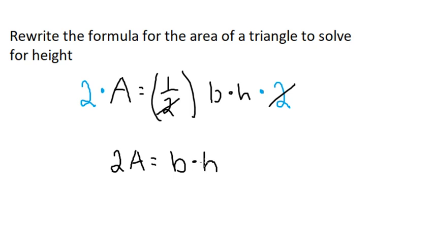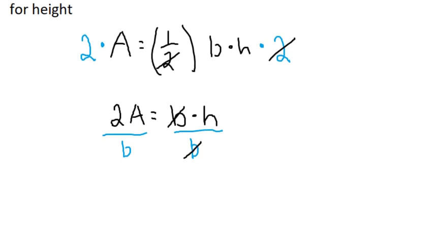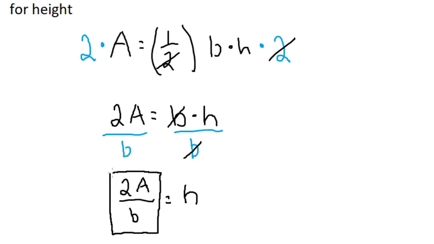The b that's multiplied by it, I can get rid of by dividing both sides by b, because this b on top would cancel out with this b on bottom, and we would be left with 2a over b is equal to h. And I believe that is one of your answer choices, 2a over b. So that's how you would solve for height in the area of a triangle formula.